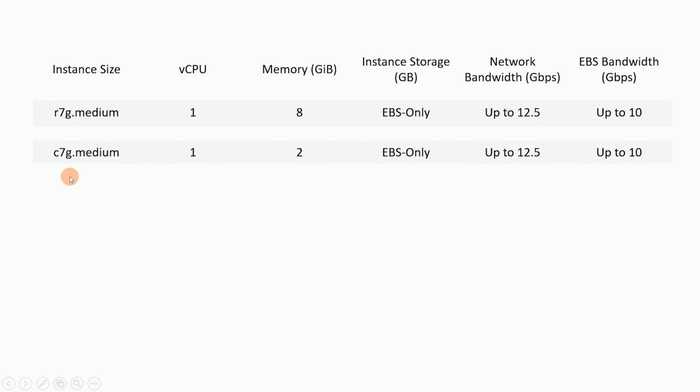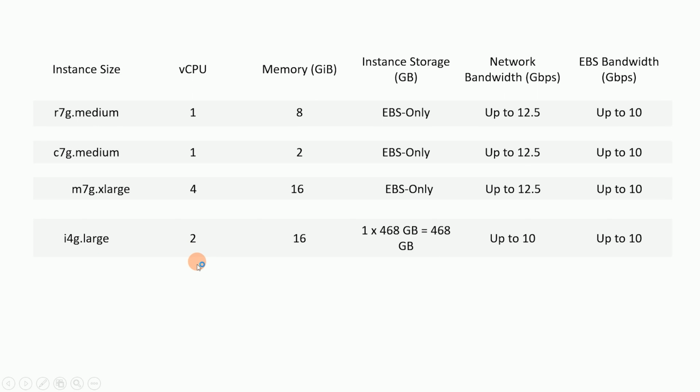And now C7G.medium. Here you can see the difference. Here vCPU is 1, memory is just 2, and some instance types have instance storage provided with the instance type itself mandatorily, but here it is not like that. Here it is EBS only. And now M7G.xlarge. It is general purpose. You can have a look, it is in proportion, I can say.